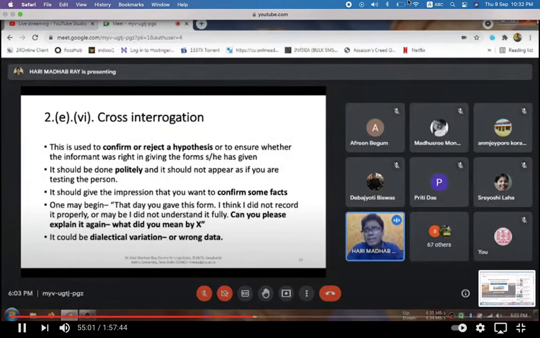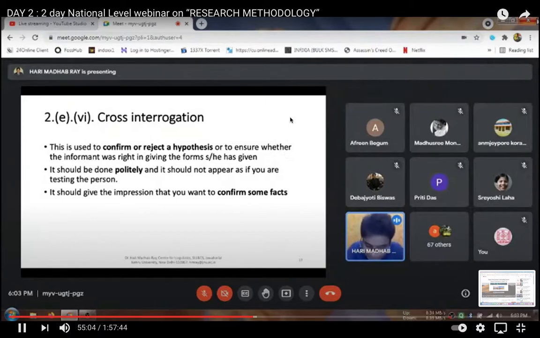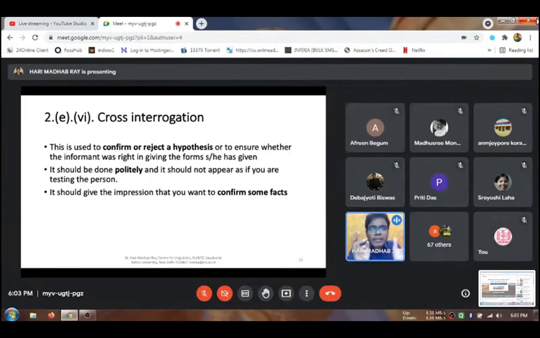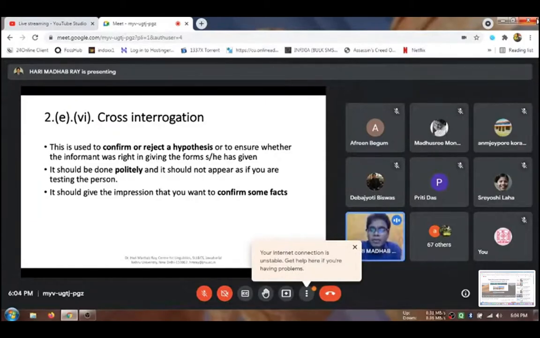Now, cross interrogation, and this cross interrogation is also interesting. You have to do this cross interrogation. Let's say you have a certain kind of hypothesis in your mind. Either you want to confirm the hypothesis or reject the hypothesis. So what you need to do at times is make some kind of wrong sentences, and you need to test those sentences, whether they are right or wrong. But all these things you need to do politely, and it should not appear as if you are testing the person. It should give the impression that you want to confirm some facts, not to test your informant on whether he knows or doesn't know.